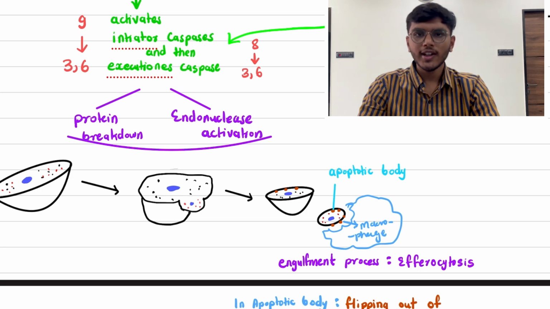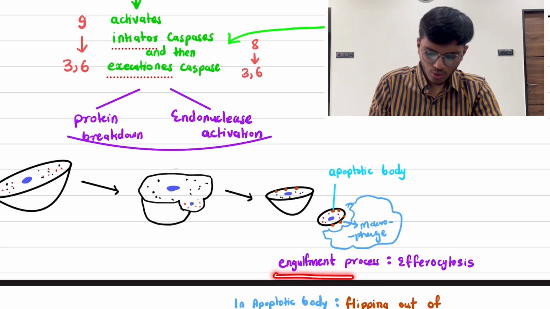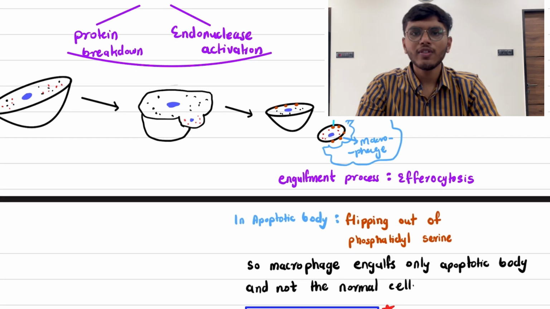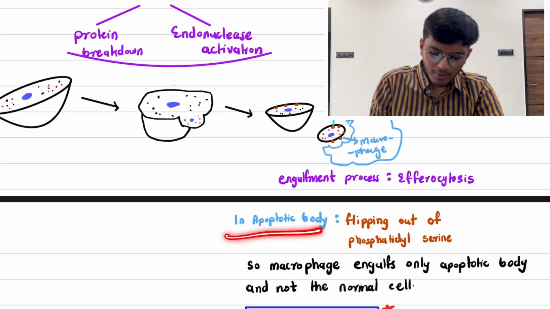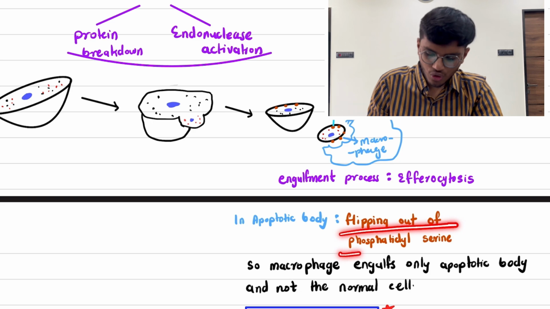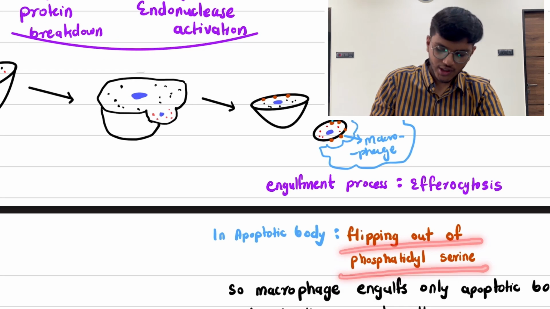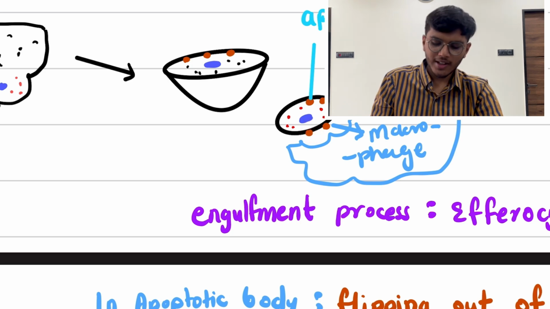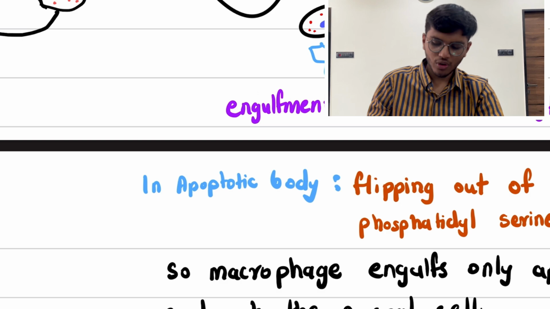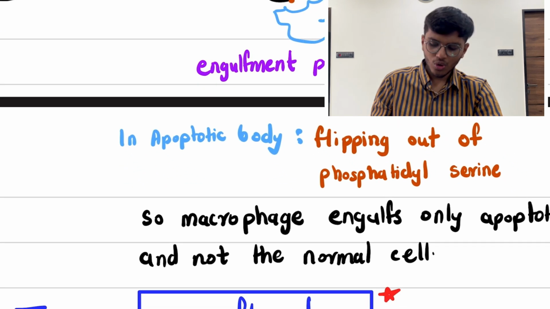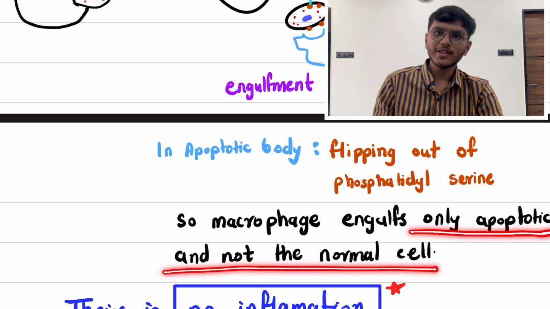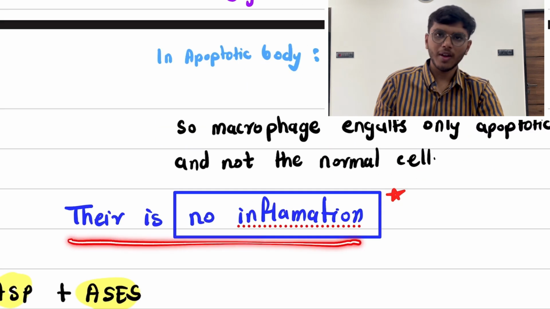The macrophage engulfs the damaged cell. This process is known as efferocytosis. How does a macrophage identify the damaged cell? In apoptotic body, there is flipping out of phosphatidylserine, as we can see in the diagram. Initially, these phosphatidylserine are inside, but in damaged cell, the phosphatidylserine comes out. Therefore, macrophage identifies it. So, macrophage engulfs only apoptotic body and not the normal cell. Therefore, there is no inflammation.